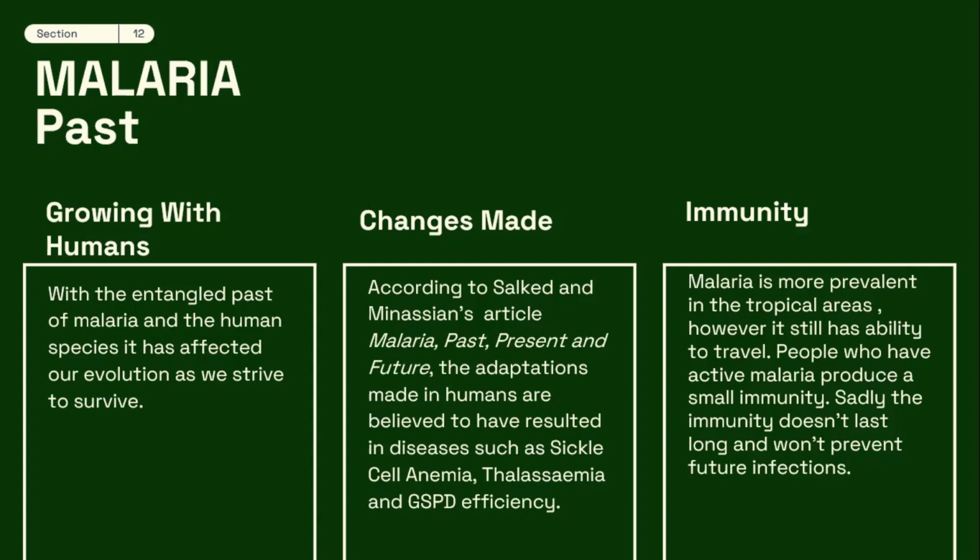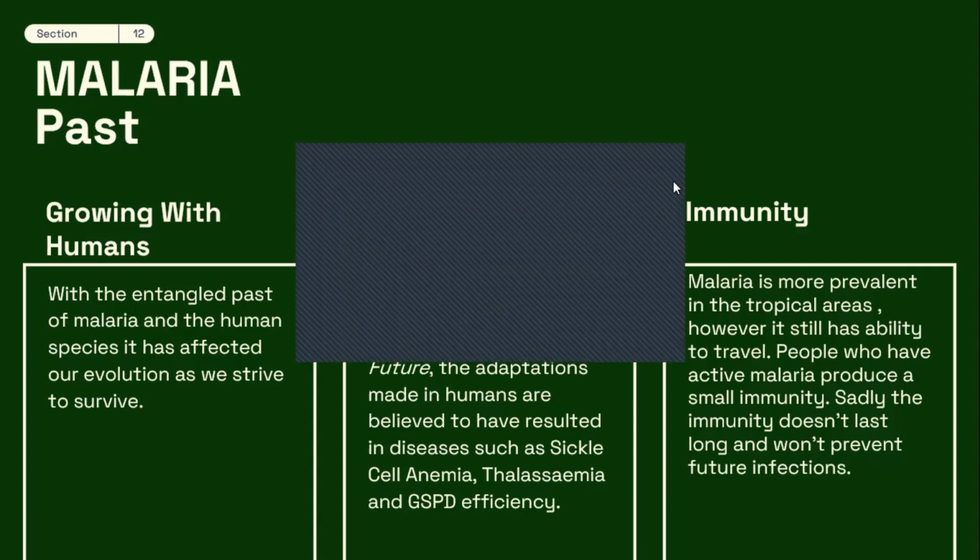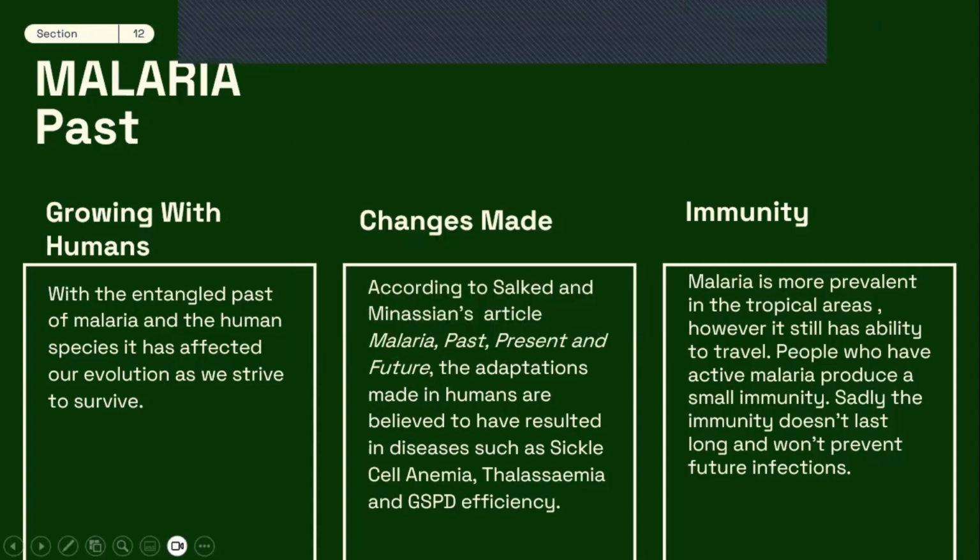Malaria is more prevalent in the tropical areas, as Jay mentioned. However, it still has the ability to travel, and people who have active malaria produce only a small immunity, which sadly does not last very long, and it does not prevent any type of future infections.